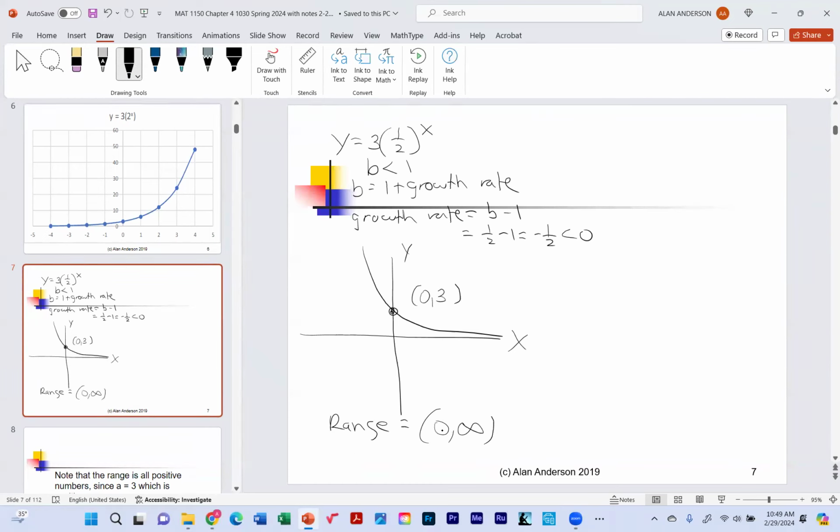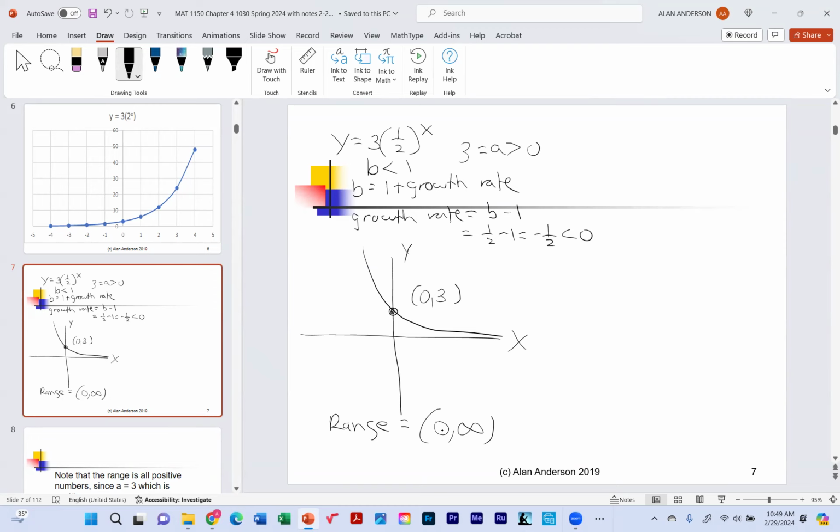And that's because A is positive. In other words, the fact that we have B less than 1 does not affect the fact that A is still positive. So the mere fact that 3 for A is positive is why it stays above the horizontal axis. But it's the B being a fraction of 1 that causes it to fall off quickly rather than growing quickly.